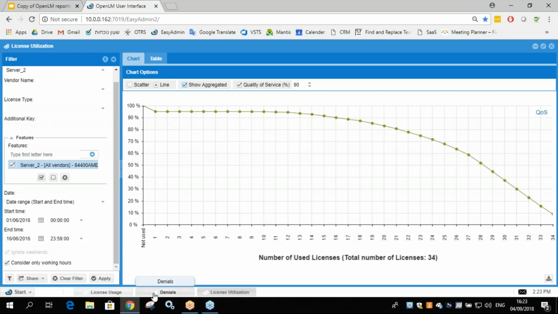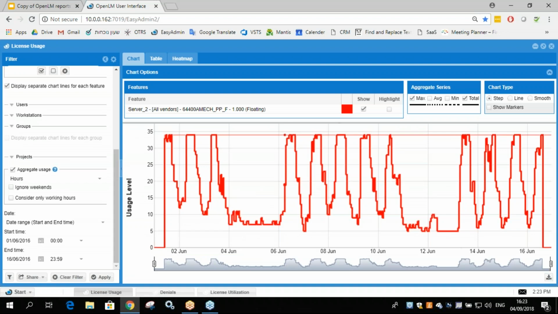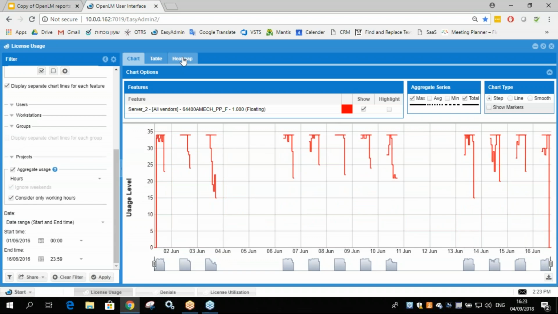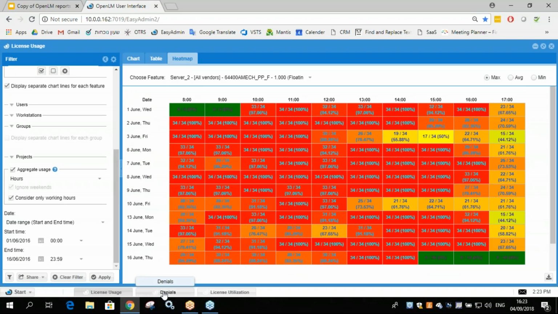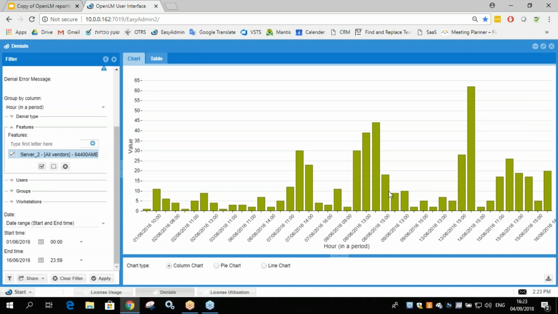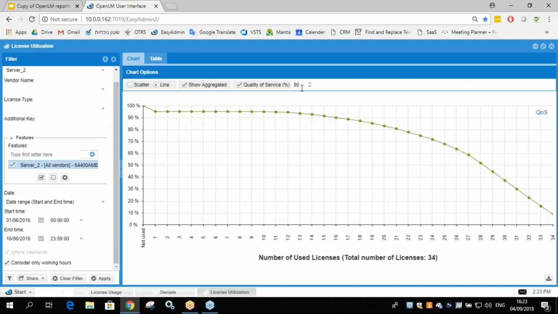So this way you can tell that, okay, you have a problem here. You're maxing out your licenses. Let's show it as a heat map and show only the working hours. You're maxing out your licenses a lot. You get a lot of denials each day. The license utilization is not very good. You are maxing it out at 90%.